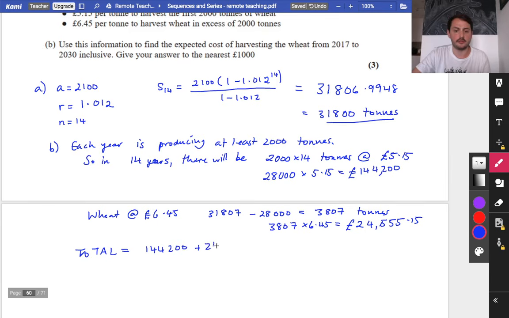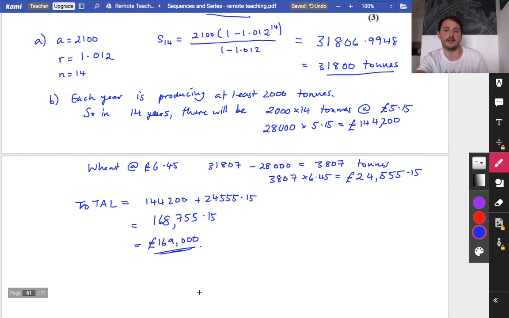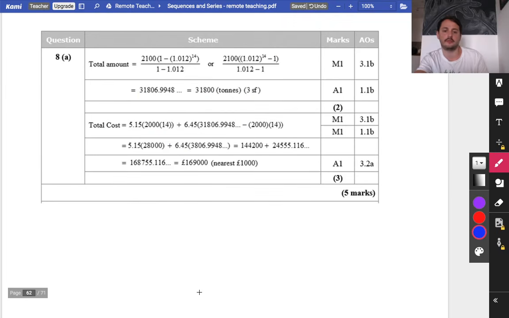So the total is going to be 144,200 plus £24,555.15, and they want it rounded to the nearest thousand. That doesn't matter if we didn't do the rounding very well earlier, but we did. So we get 168,755.15, so to the nearest thousand, £169,000. Let's see if we got that right. Great, £169,000 and 31,800. So that does round exactly how we wanted it.